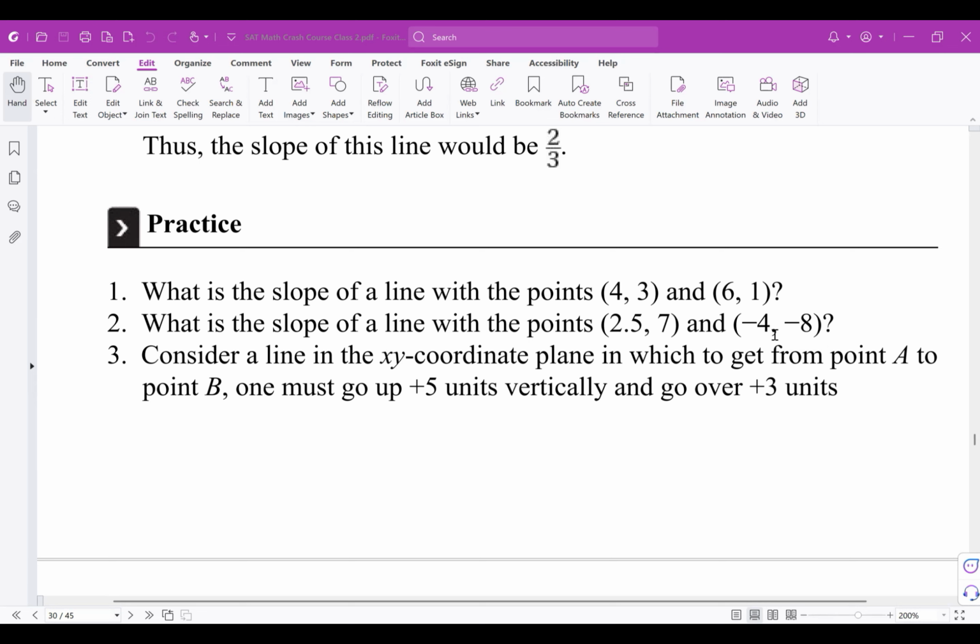So we really need to understand what they're trying to tell us by going over 3 units, because they're working in the xy coordinate plane. The point is going from A to B, and you must go up 5 units vertically and then go over 3 units.